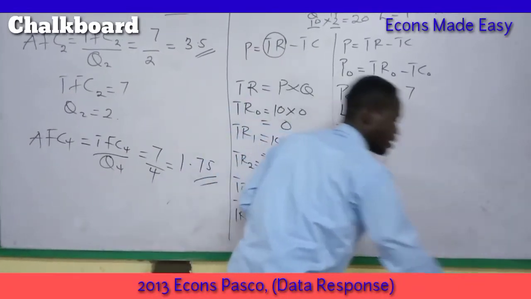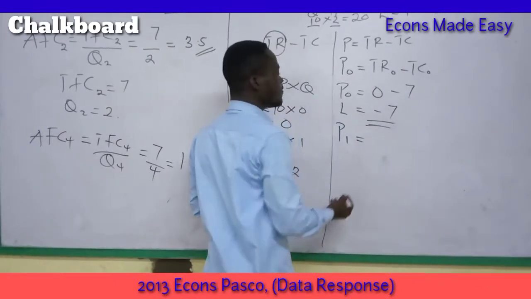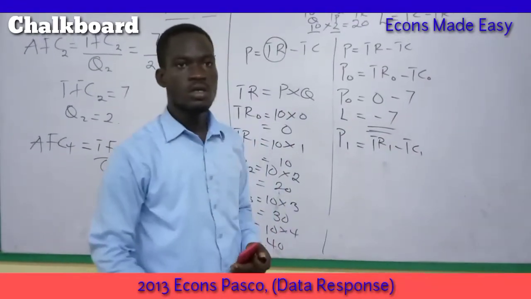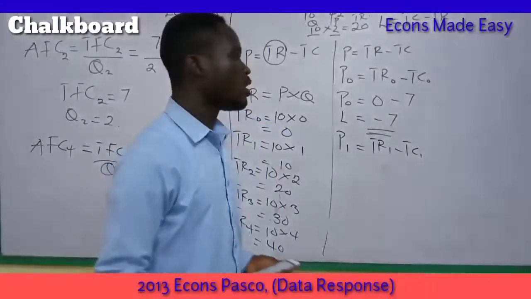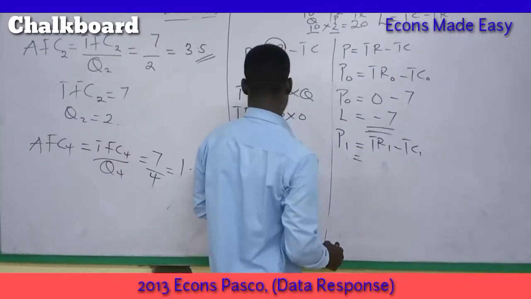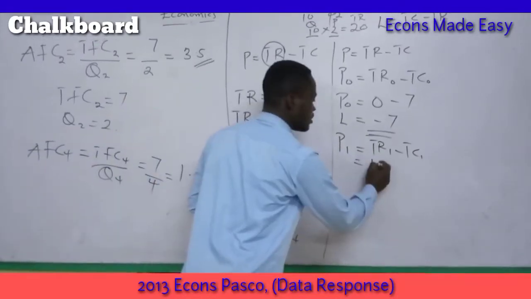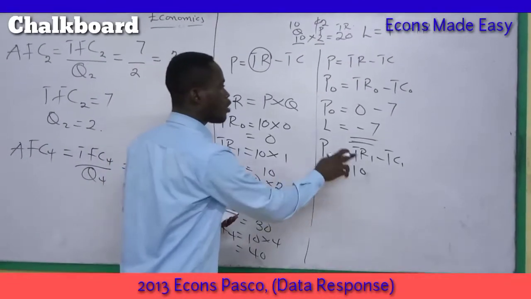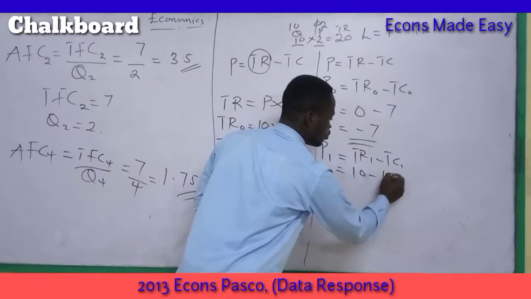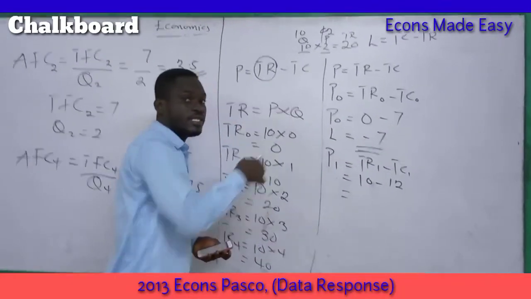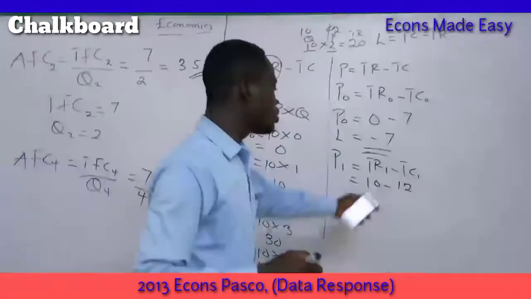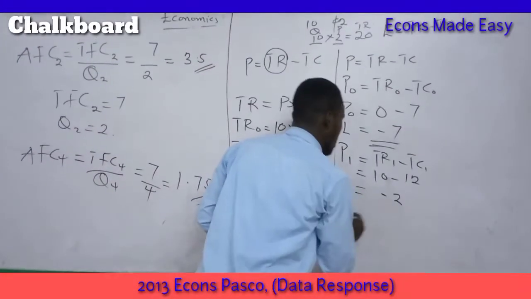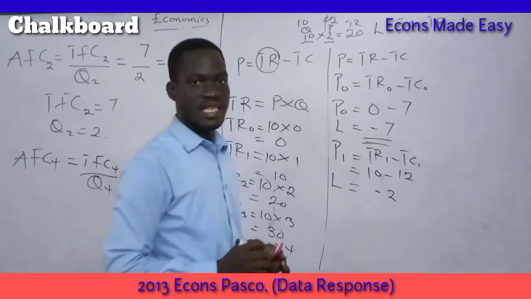Profit of output 1 is total revenue of output 1 minus total cost of output 1. So what is our total revenue for output 1? You can find out it is 10. And our total cost for output 1 is 12. And you are still getting a loss here, because you are going to get a negative answer. So 10 minus 12 will give you minus 2. And so the producer also incurred a loss at this point.